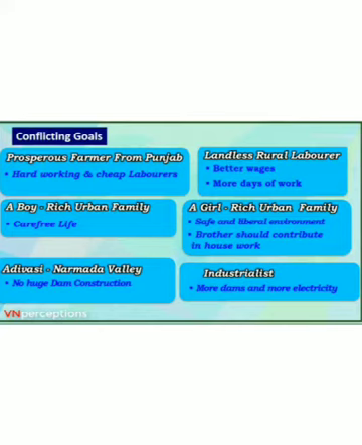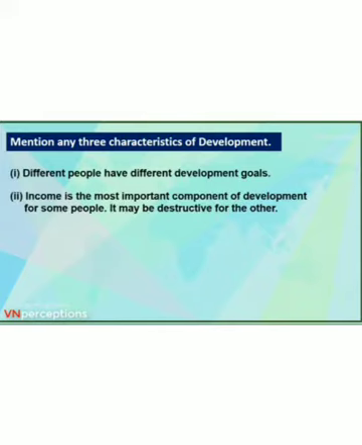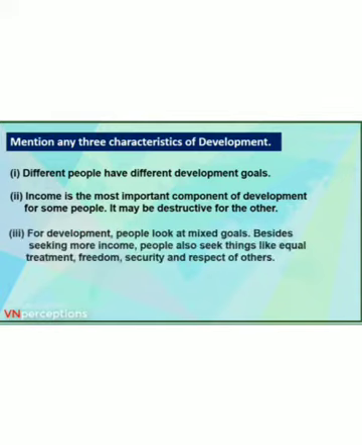Now the question, mention any 3 characteristics of development. First of all, different people have different development goals. Income is the most important component of development for some people. It may be destructive for others. For development, people look at mixed goals. Besides seeking more income, people also seek things like equal treatment, freedom, security, and respect of others.